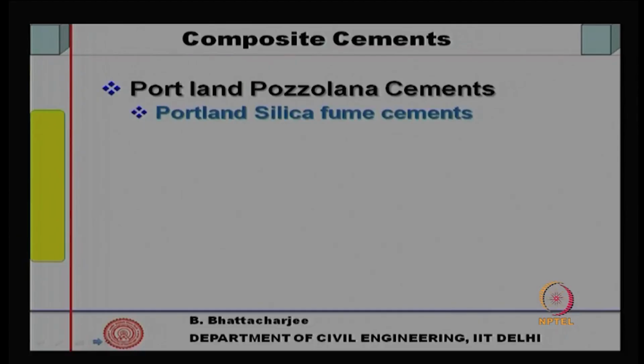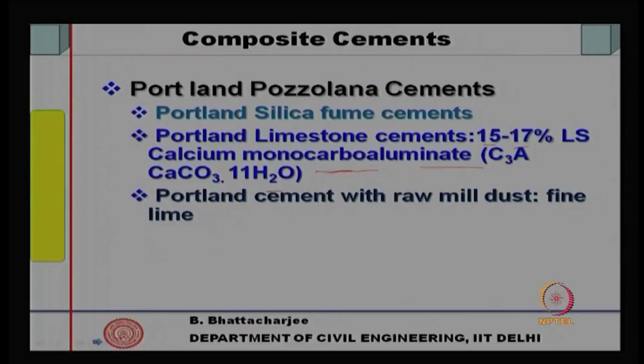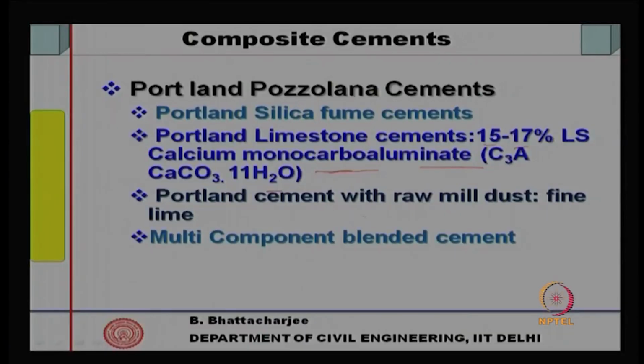Composite cements, Portland pozzolana cement, Portland silica fume cement, Portland limestone cement. Now, you can add a small amount of limestone. It is not purely inert material, so 15 to 17% limestone has been added to the cement system, and it has been observed that it can form compounds like calcium monocarboaluminate, which has some sort of bonding properties. So, some amount of limestone is used, but otherwise limestone is used as a filler. Definitely it is a filler, increasing the paste content or cohesiveness of the paste. So, this we will discuss sometime later in the case of mineral admixtures.